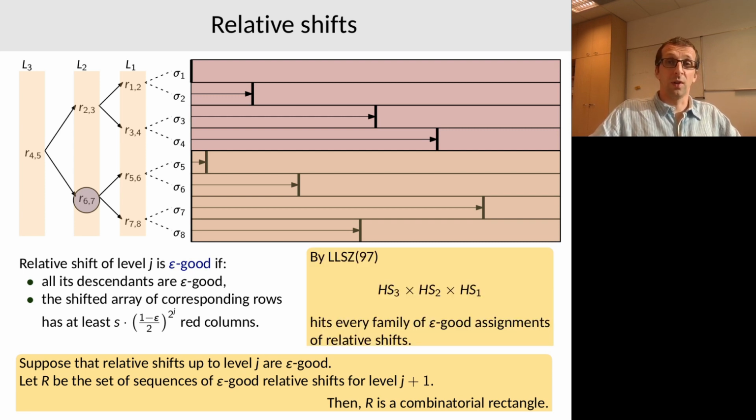So we can use the lemma of Linial, Luby, Saks, and Zuckerman to construct small hitting sets for every level, and then we combine these small hitting sets into a hitting set for the family of sets of epsilon good labelings of the whole tree. And that is the final set that we use in the construction, instead of the set of all shifts. It turns out to be small enough to justify the claimed result.